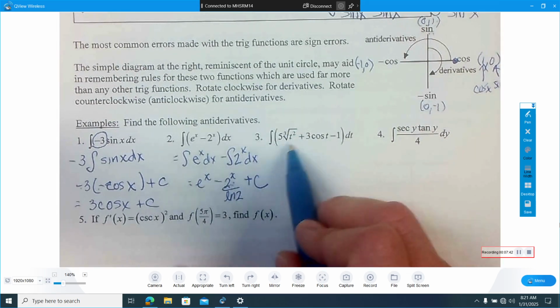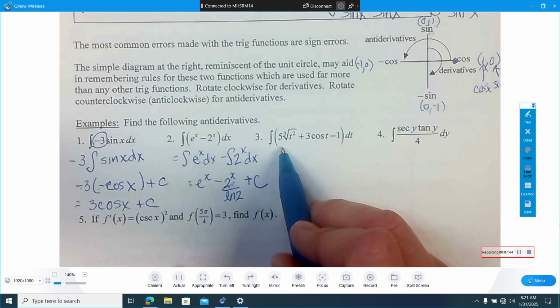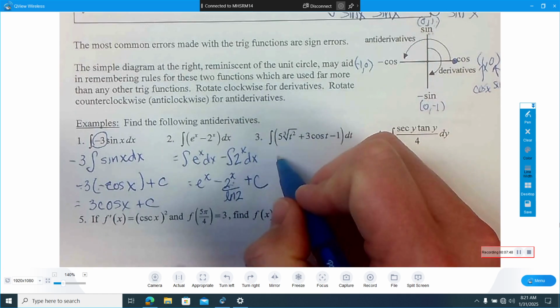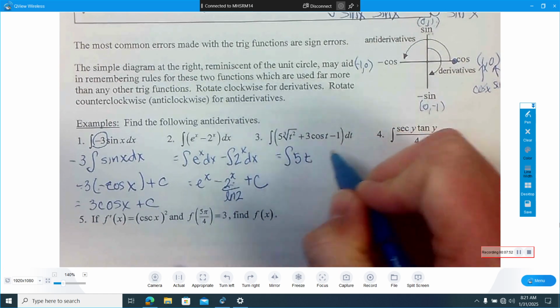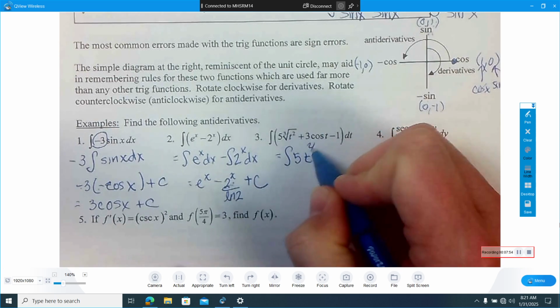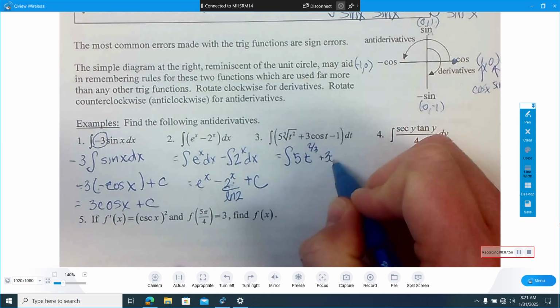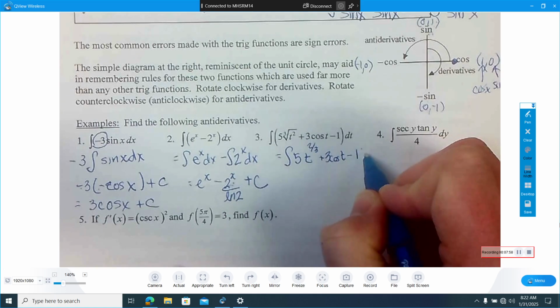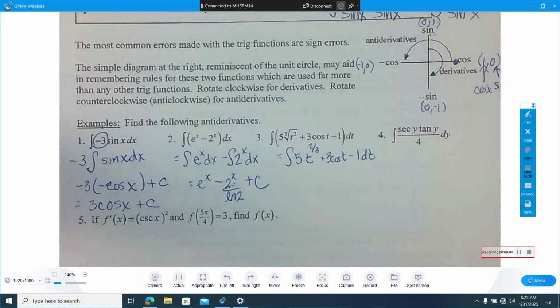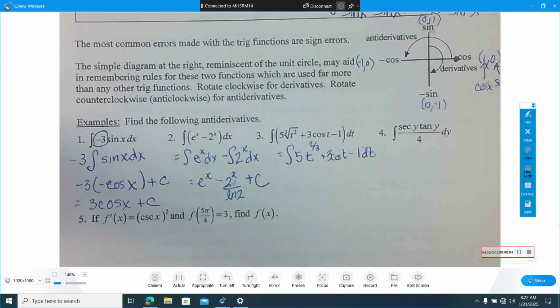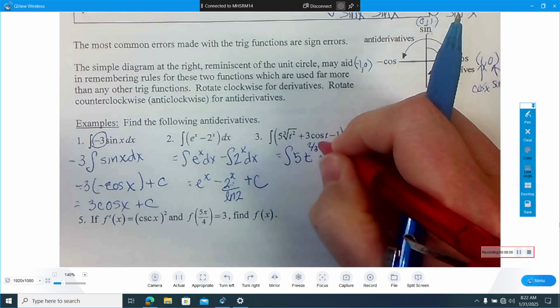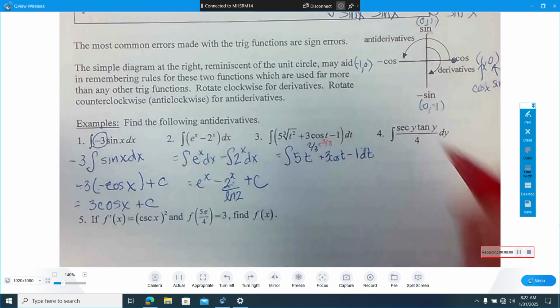All right, here we go. What do I need to do with this first term here? Turn it into a power. Yeah, absolutely. So we have a 5t to what power? 2/3. Good. Plus 3 cosine of t minus 1 dt. All right, so we are going to increase the power by 1. So I'm going to add 3/3 on there.